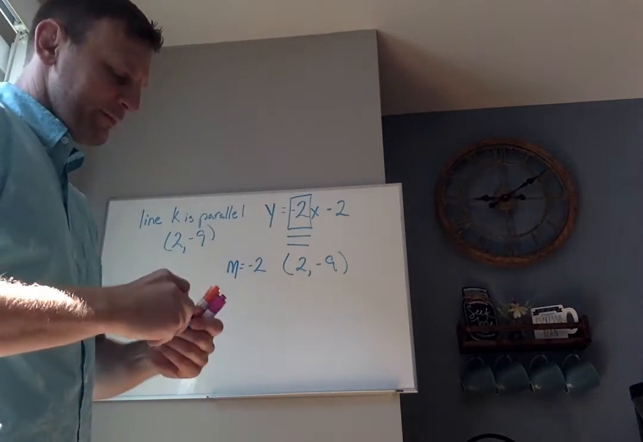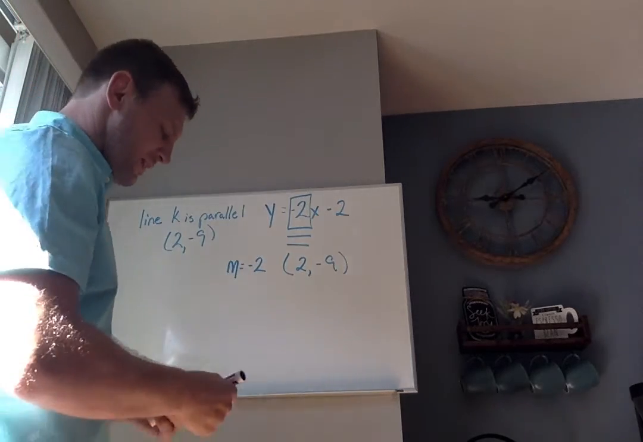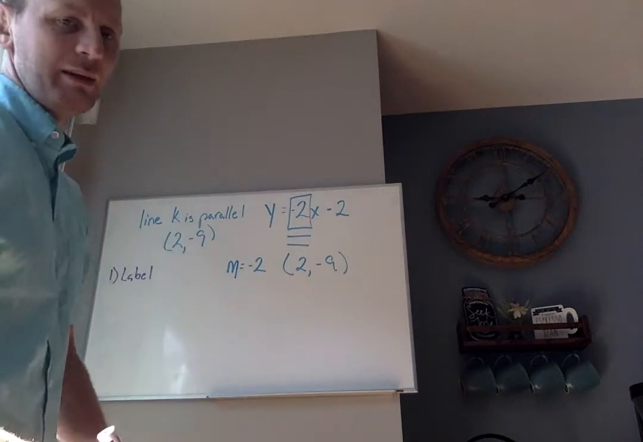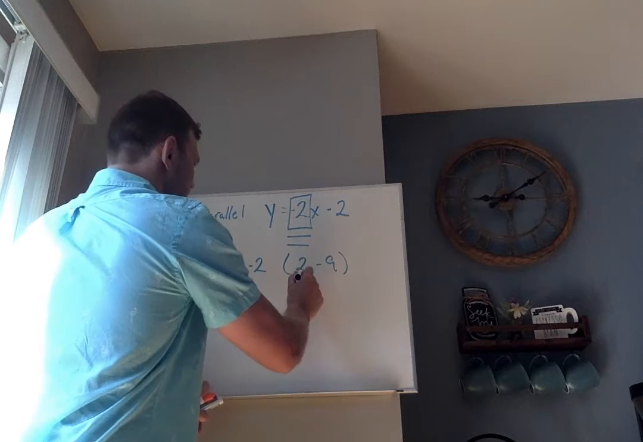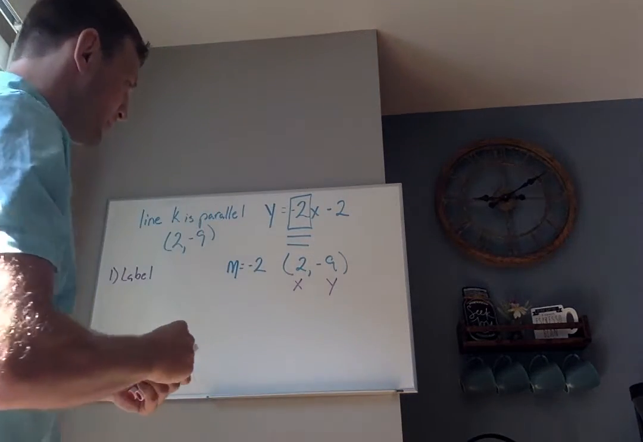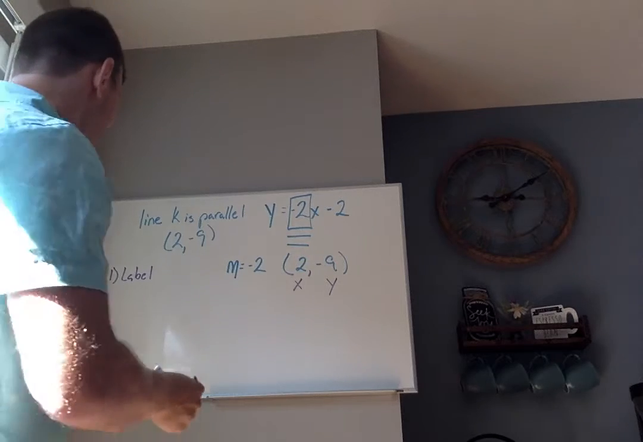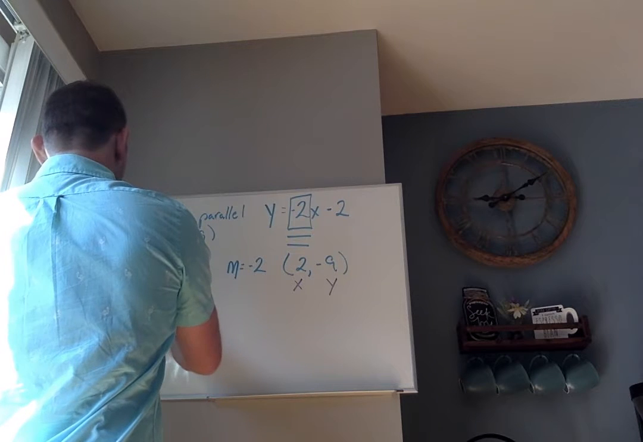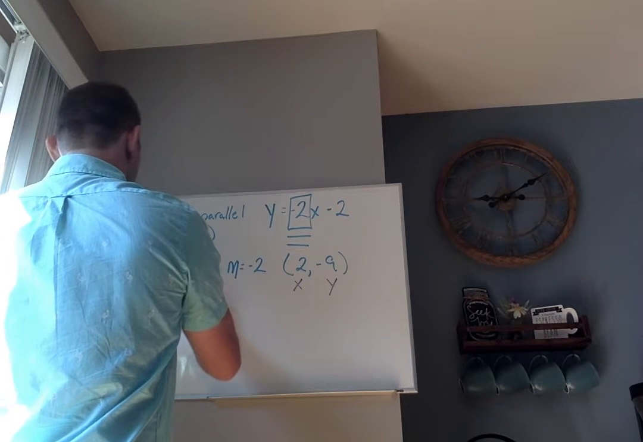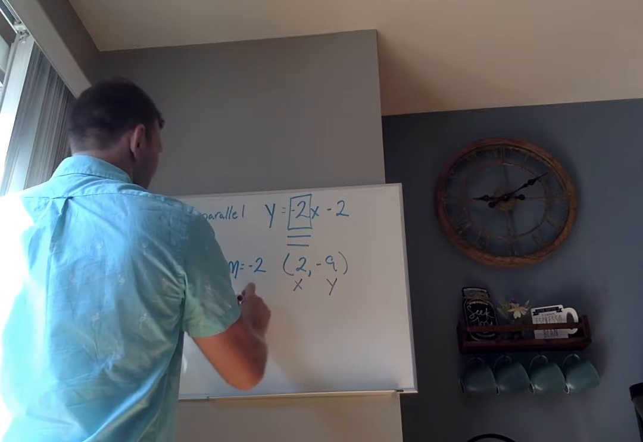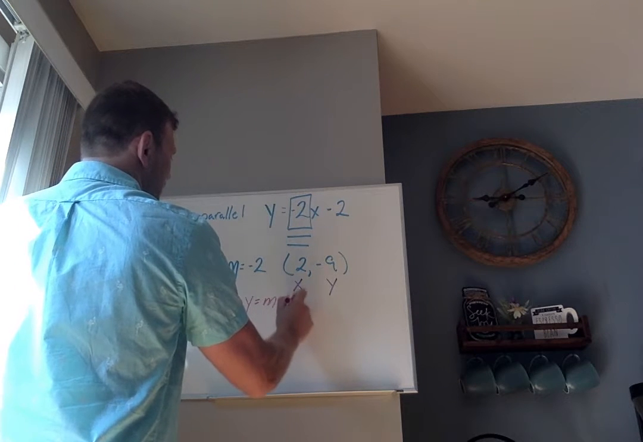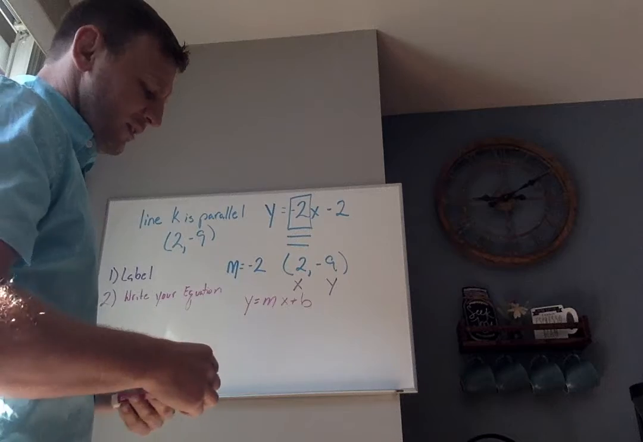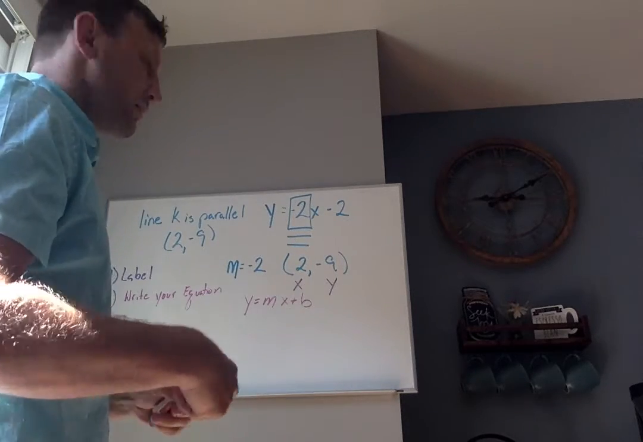And now, if you remember from my previous videos, my first step is always to label. So I'm going to label. That's m, that's x, and that's y. Okay? My second step is to write my equation. Now I want to write the equation in slope-intercept form, so I'm going to write y equals mx plus b. If you know another form, you can. But I feel this form is nice because it allows me to utilize other math skills.